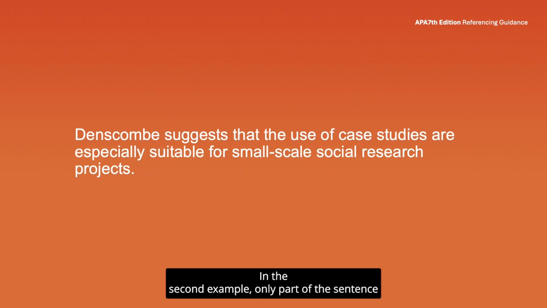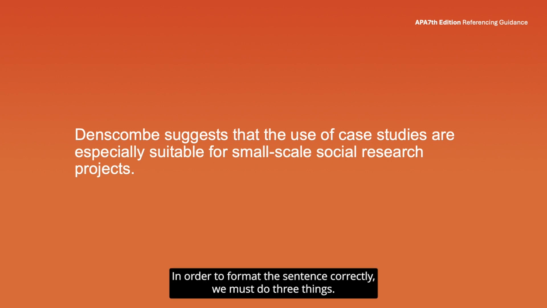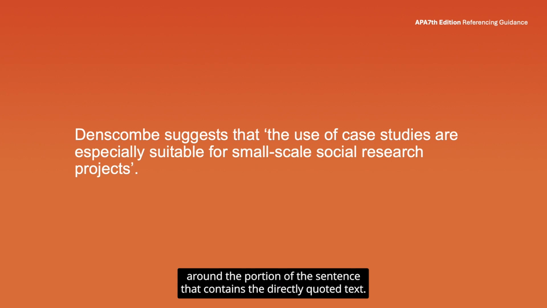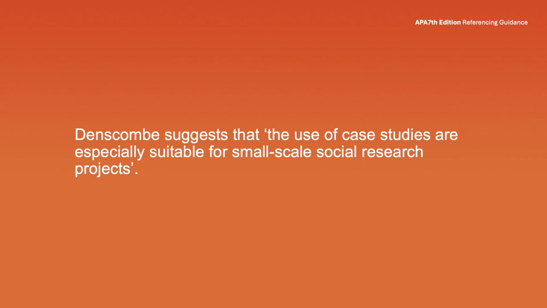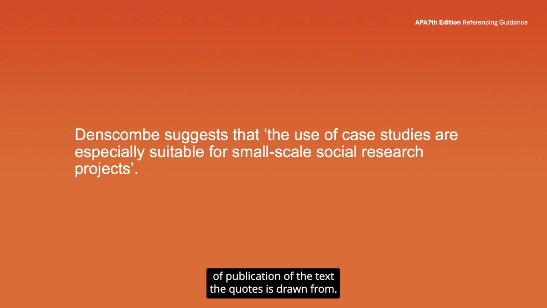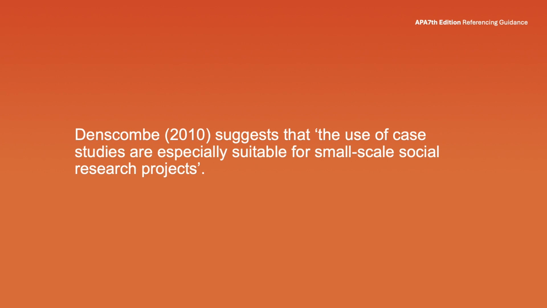In this second example, only part of the sentence contains text that is a direct quotation from the author. In order to format this sentence correctly, we must do three things. Firstly, we need to add single quotation marks or inverted commas around the portion of the sentence that contains the directly quoted text. Next, we need to add a citation for the year of publication of the text the quote is drawn from.